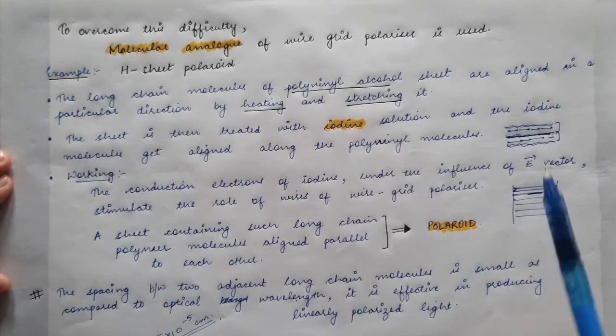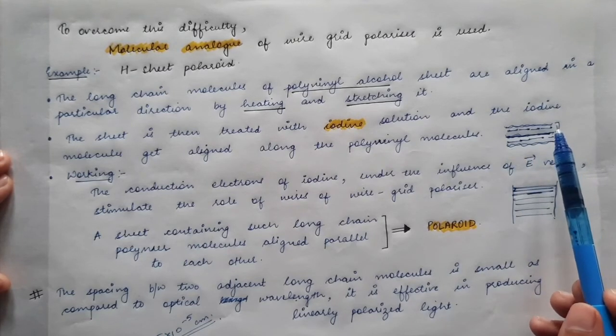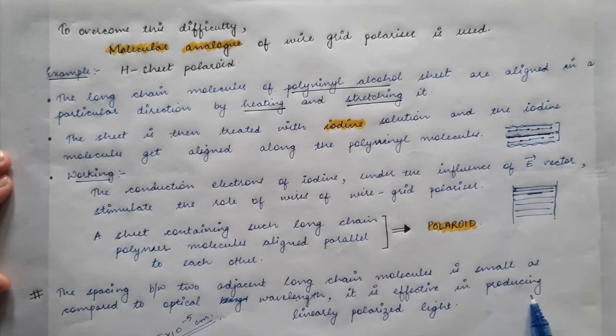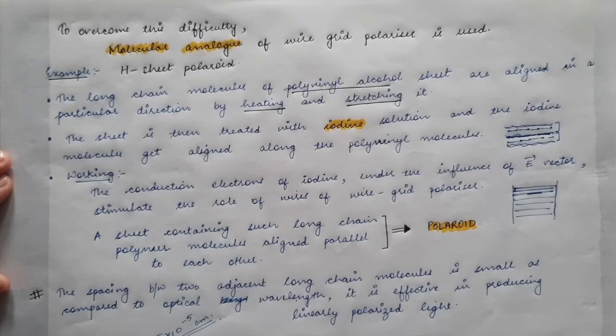Due to this, this molecular analog is very effective in producing linearly polarized light in the case of light waves, whereas the normal wire grid polarizer that we discussed just before this topic is effective in producing polarized light for the case of microwaves, whereas this H-sheet polaroid is effective in producing polarized light for the case of light waves also.